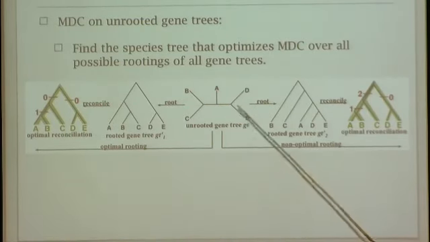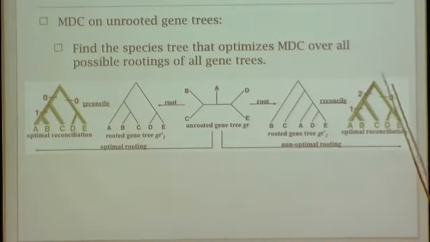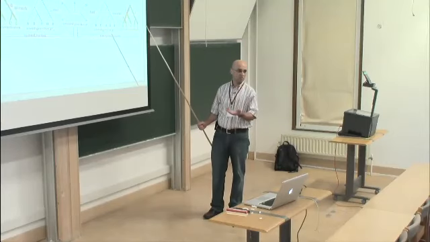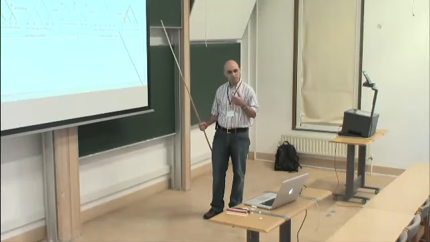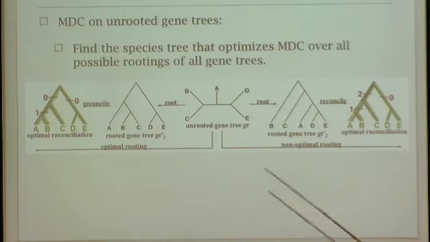Okay. Now again, in theory, you don't have the species tree. In practice, actually, you don't have the species tree. You have a set of unrooted gene trees. You want, in theory, to look at every possible way of rooting each of them, and for each of them, then run our techniques to get the species tree.